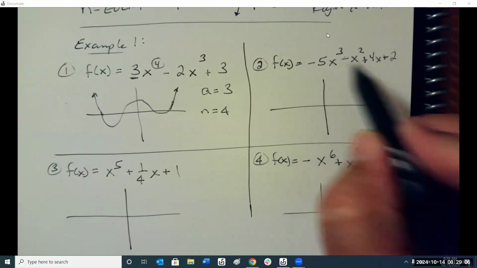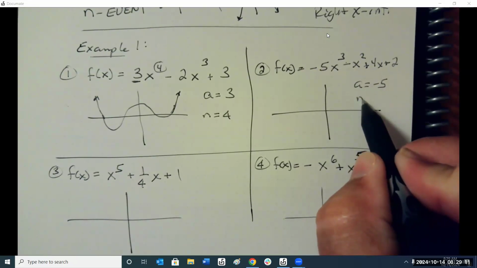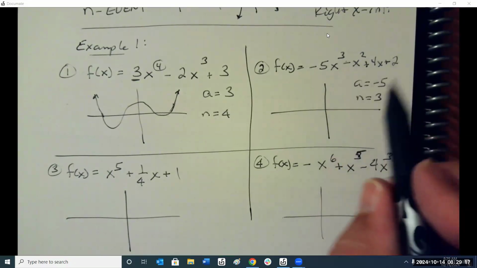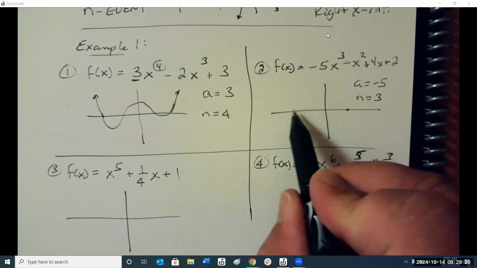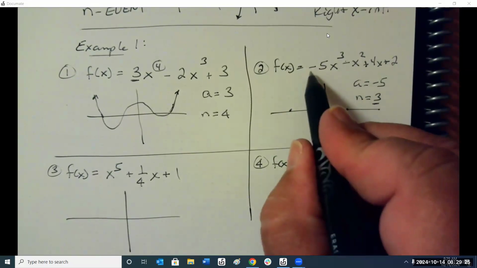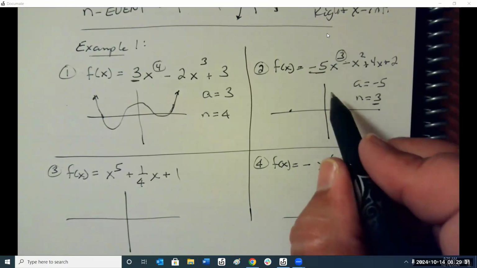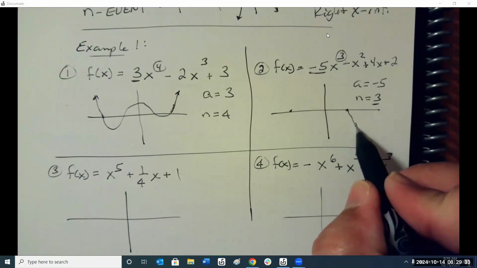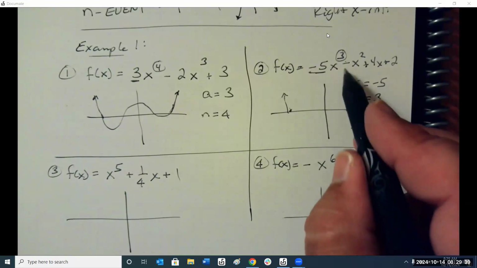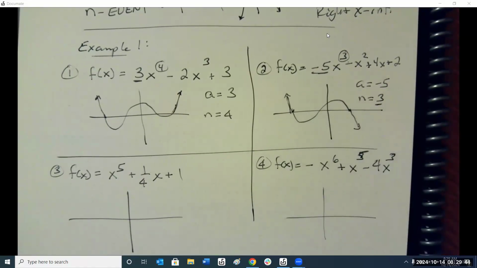Here, the next one. A is negative 5, N is 3. So we know at the ends, because it's an odd degree, they point in different directions. Since A is negative 5, that means the right side goes down and the left side goes up. And since the degree is 3, it can look something like this. It crosses 3 times.